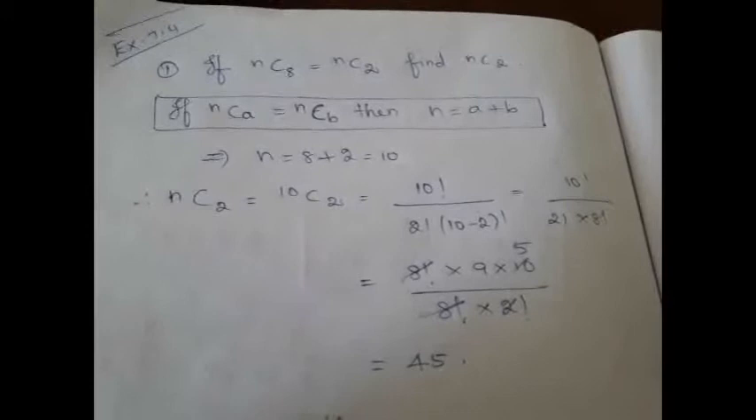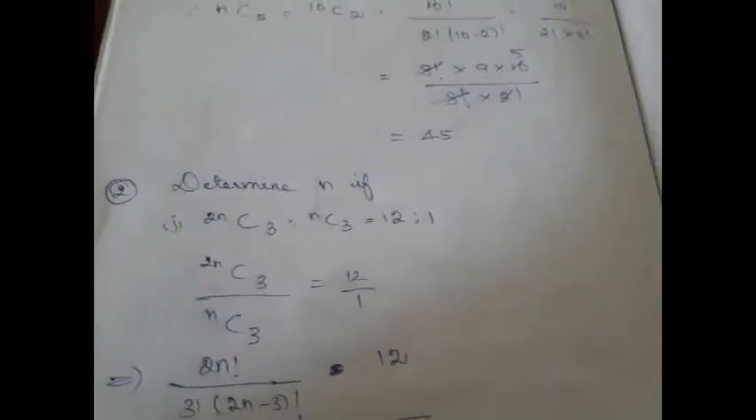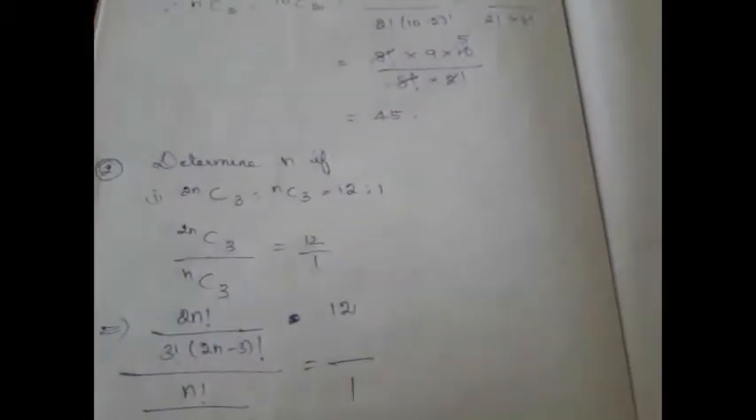Now let us move on to our second question. Determine n if 2nC3 is to nC3 equals 12 is to 1. Again, this is going to be a direct application of the formula for nCr, as we did problems of this kind in permutations. Ratios can be expressed as fractions. So 2nC3 divided by nC3 equals 12 by 1. What is the formula? n factorial divided by r factorial into n minus r factorial. Similarly here, n factorial divided by r factorial into n minus r factorial, which is equal to 12 by 1.